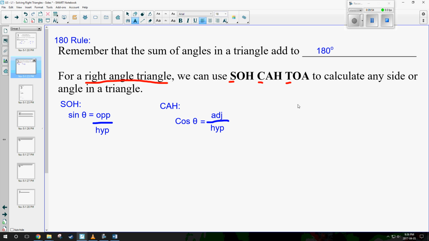Our last piece is TOA. So again, going through the letters, the T is for tan. And again, it always goes with theta. The angle always goes with the sine, cos, or tan. So tan theta equals, the O again stands for opposite. And the A stands for adjacent. So our equation for using tan is that tan theta is equal to opposite divided by adjacent.